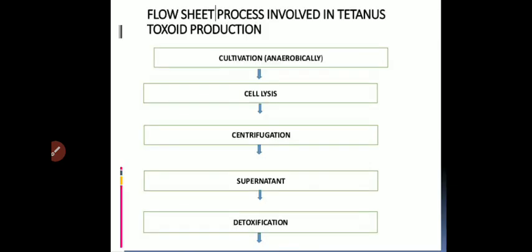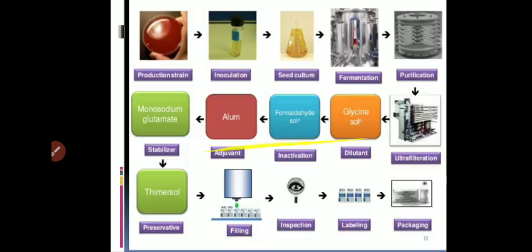And after addition of preservatives, these toxoid or vaccine is filled in different types of ampoules or the vials. This is the actual process of production of tetanus vaccine. We will diagrammatically study this process. See here we can see.